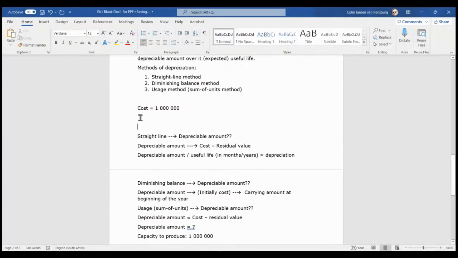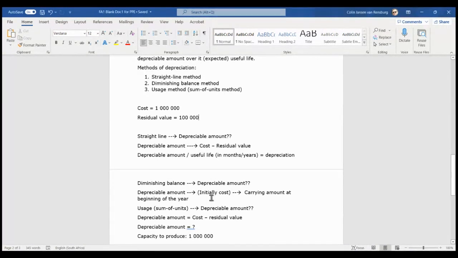And then let's say our residual value is 100,000, just to make it easy for ourselves. Right, so we've got the cost, 1 million rands, and our residual value is 100,000 rands, right? Yes, so you knew it definitely. Okay, right.